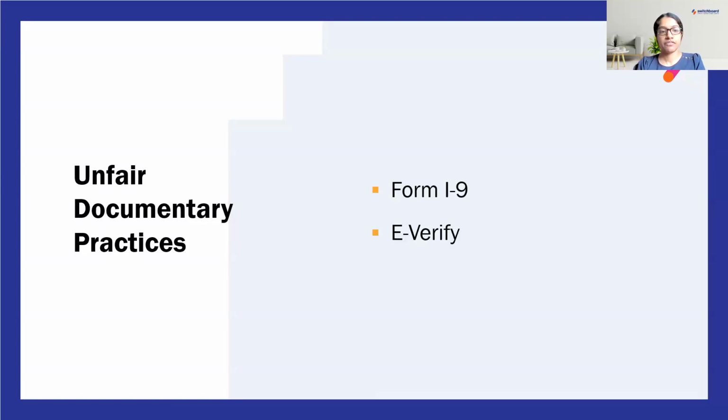So what is an unfair documentary practice? An unfair documentary practice is when an employer requests more or different documents than are required, rejects documents that appear genuine, or specifies that a worker has to provide certain documents based on that person's citizenship status or national origin. And this commonly occurs during the Form I-9 and or E-Verify process. Next slide, please.